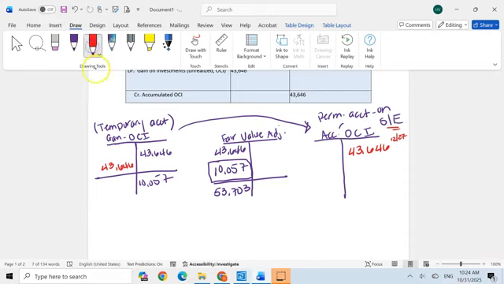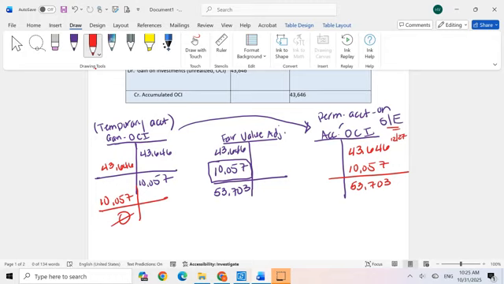So we're going to close this out again because this is a temporary account. So we're going to debit our OCI account 10,057, and we're going to credit our accumulated OCI for 10,057. So now we have a balance in our accumulated OCI of 53,703. Our temporary account, our regular OCI, is 0, and that's what it should be.